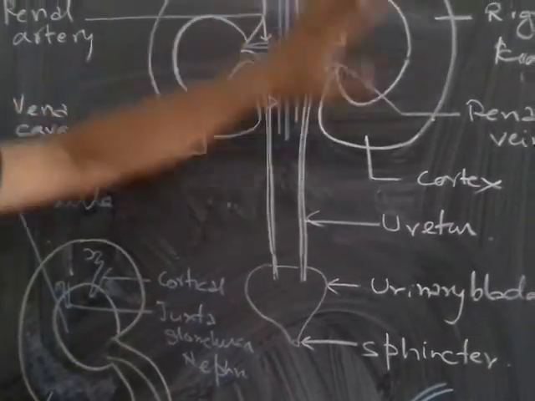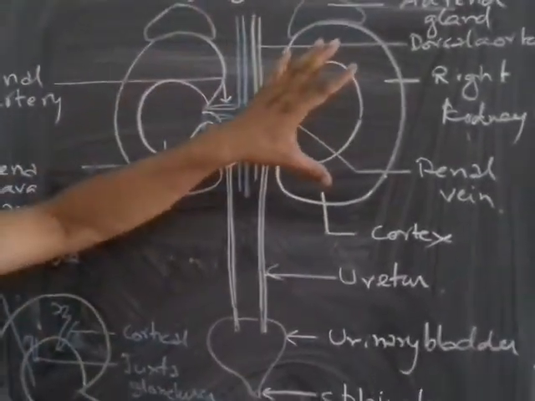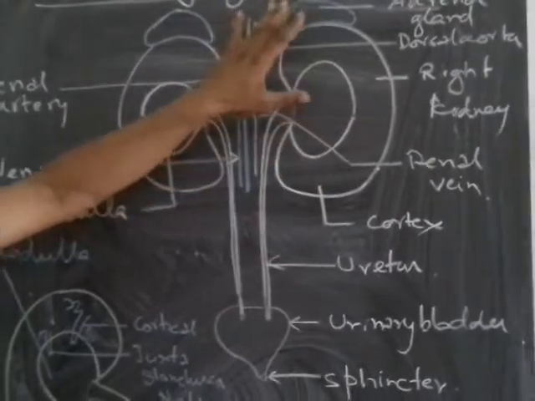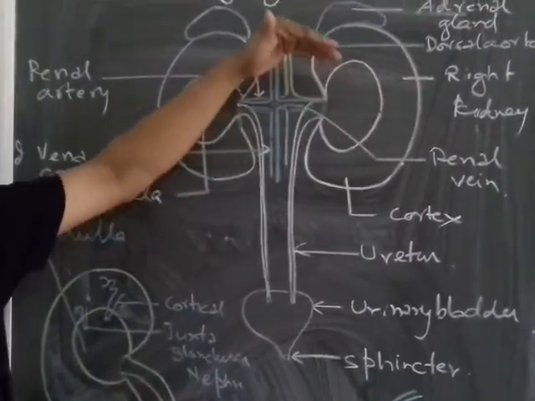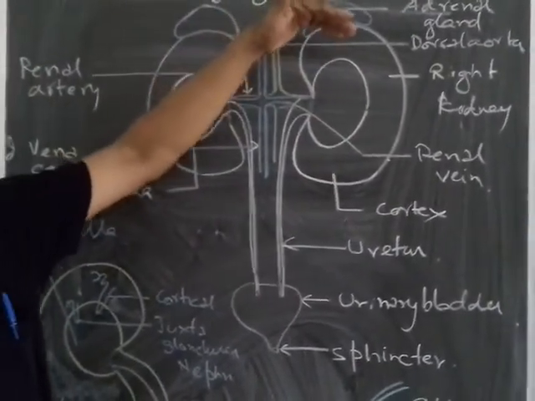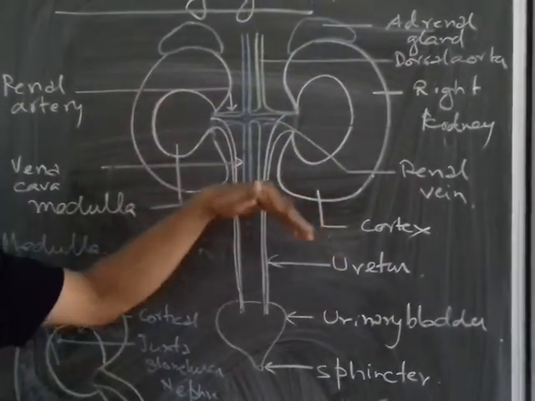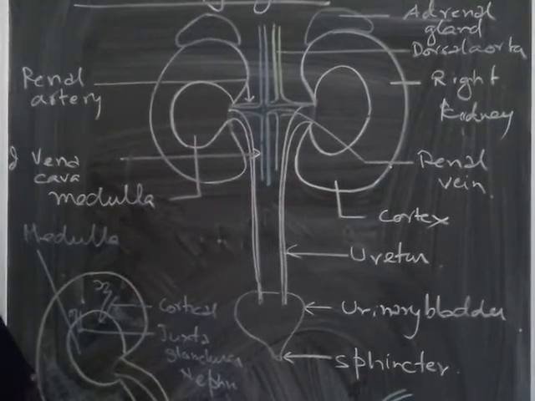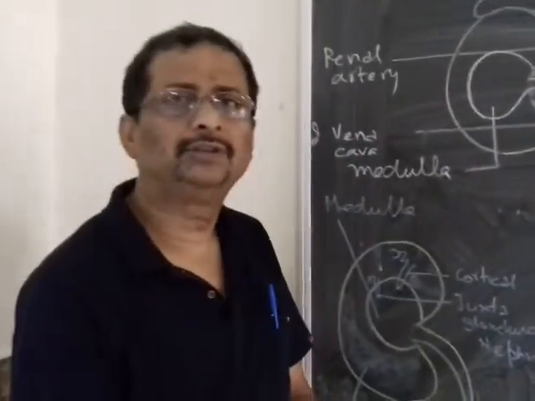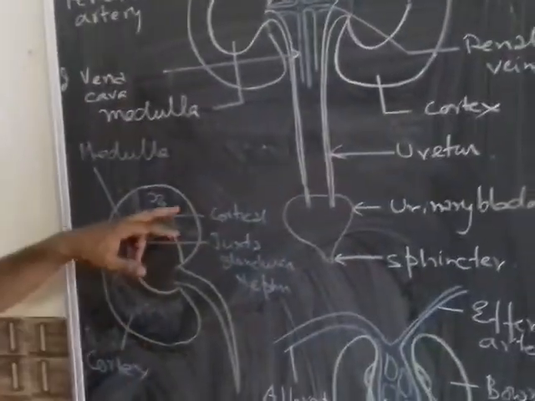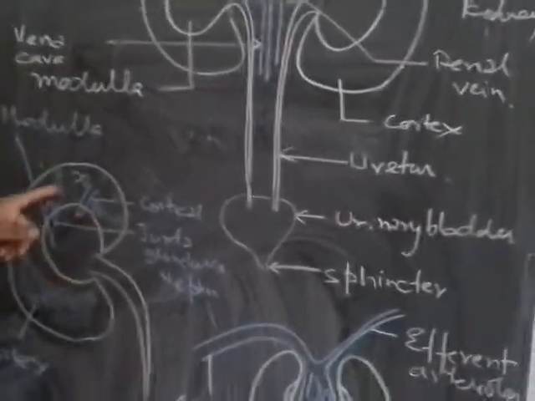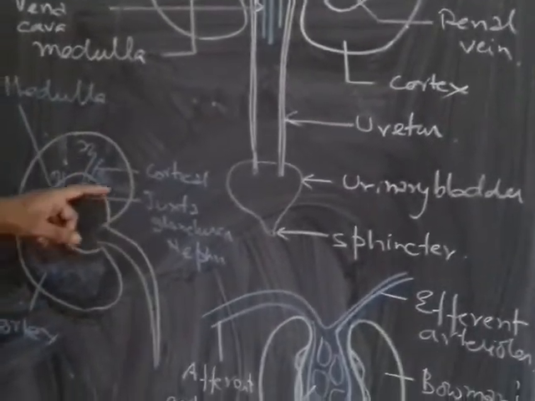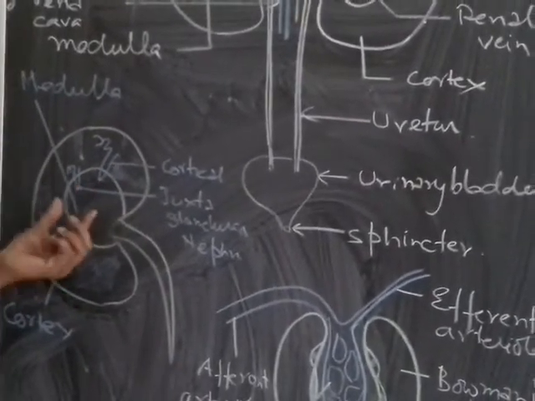Now, this is all about the external morphology of the kidney. And I have already told you that it is located from the last thoracic, the 12th thoracic vertebra, to the second and third lumbar vertebra, in the retroperitoneal region. Now, if you see the kidney, the outer part of the kidney is called the cortex, and the inner, lighter part is called the medulla.